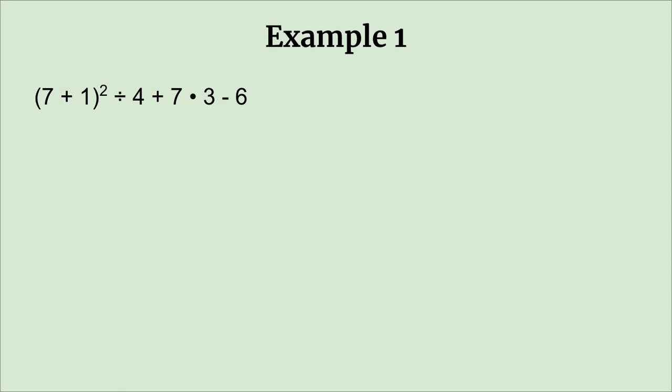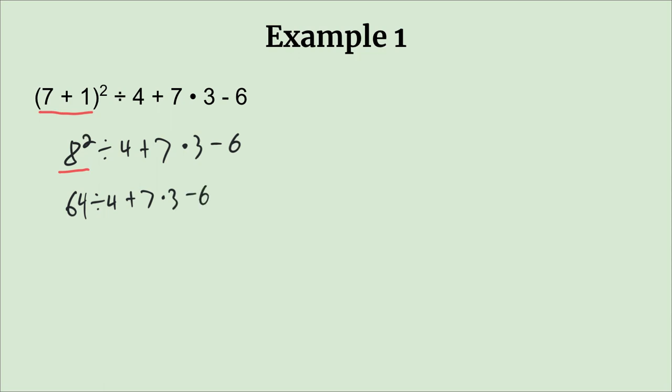So for this first one, we see we've got a set of parentheses. So we're going to start by simplifying the 7 plus 1. So we get 8 squared divided by 4 plus 7 times 3 minus 6. Then we'll simplify the exponent. So we get 64 divided by 4 plus 7 times 3 minus 6.